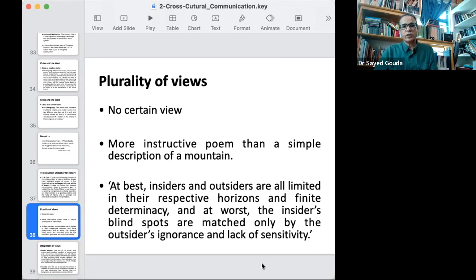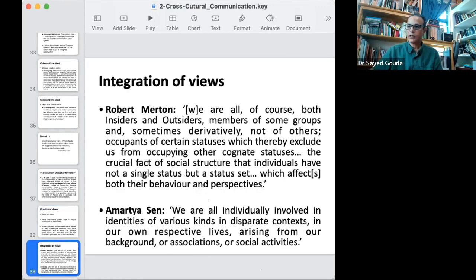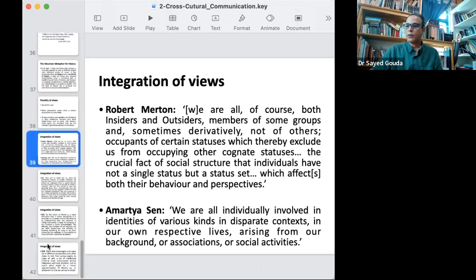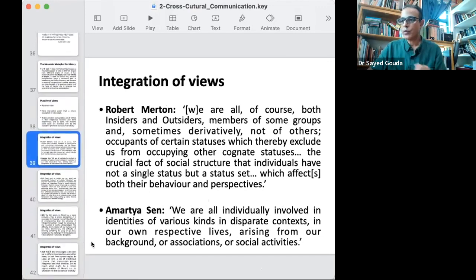Okay, this is matched, at worst, by the outsider's ignorance and insensitivity and lack of understanding of the local culture. So we can't say that both are wrong or both are correct. We need both ways in order to have a better understanding. Robert Burton says, we are all, of course, both insiders and outsiders, members of some groups.